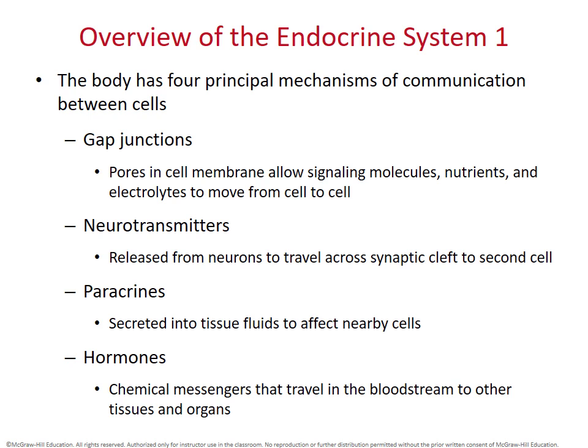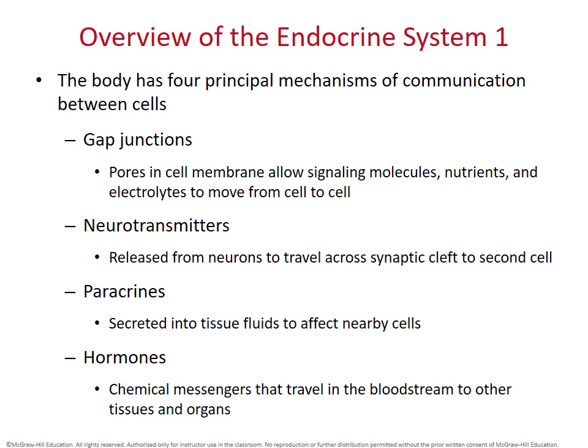Recall that in terms of communication, the body has 4 ways of communicating between cells. Gap junctions that we observed in structures like certain kinds of smooth muscle and cardiac muscle tissue, where materials can move directly cell to cell. Neurotransmitters, again, which convey messages at synapses. A kind of chemical called paracrines, which you probably have not heard that term before.